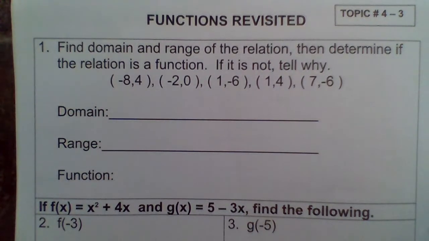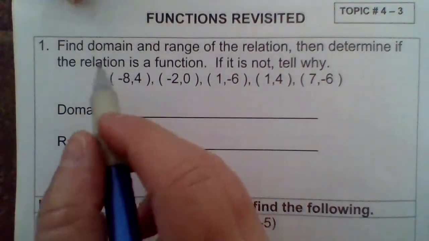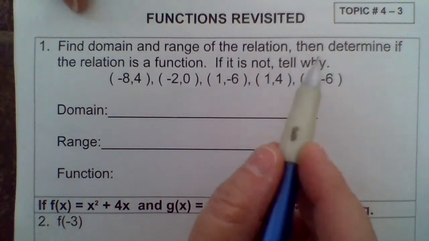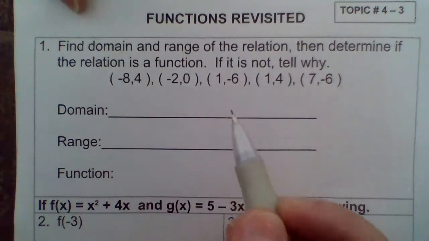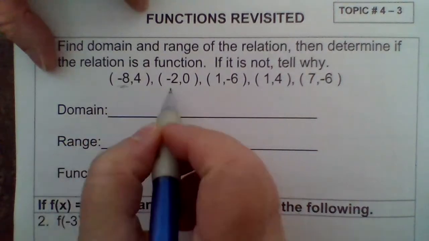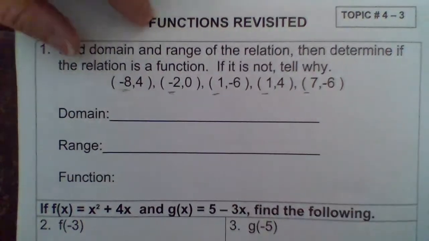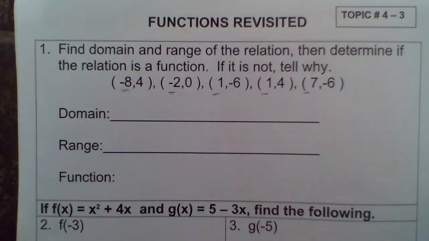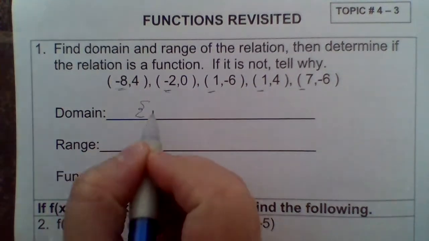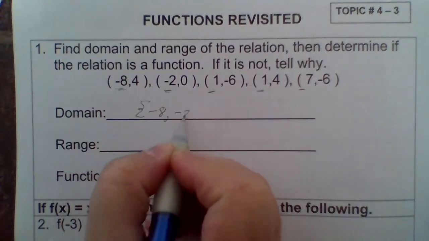This is topic 4-3, functions revisited. So when this one says find the domain and the range of the relation, then determine if the relationship is a function or not. When I'm looking for domain, I'm looking at all my x's. And I'm going to list them in set notation, and I'm going to list them from least to greatest.